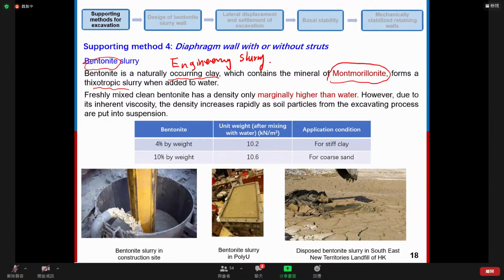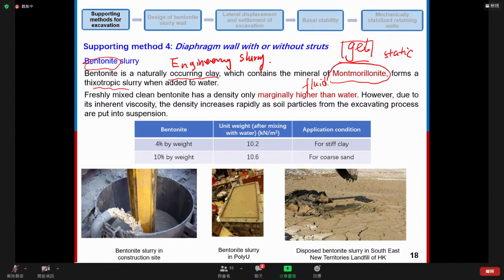Thixotropic means that if the soil is mixed with water, it behaves like a gel if it's not disturbed, or under static condition. However, if we disturb the soil, or if the soil is under dynamic condition, this kind of soil will become like a fluid. For this kind of property, we call it thixotropic.